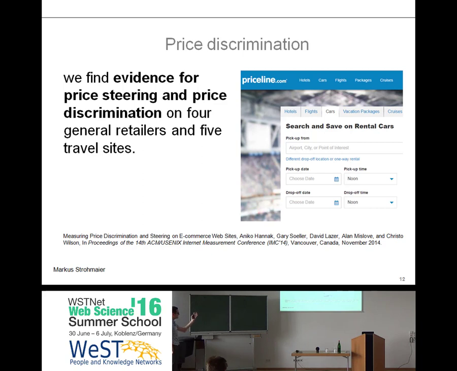What colleagues did, and this is reported in the paper that is mentioned here, is they looked at different online booking websites like Priceline and others, and what they found was evidence for price tiering and even price discrimination, for example, based on location, on websites of retailers and travel sites. So it seems like the idea of equal access to information, knowledge, products even, and opportunity doesn't seem to be the case, right? Algorithmic differences between people who want to buy the same product.